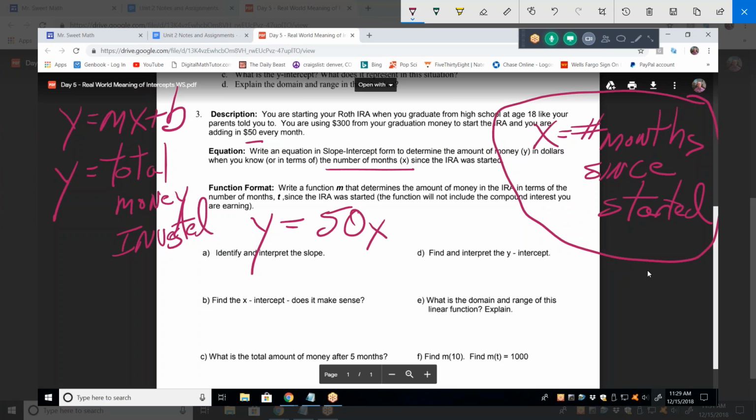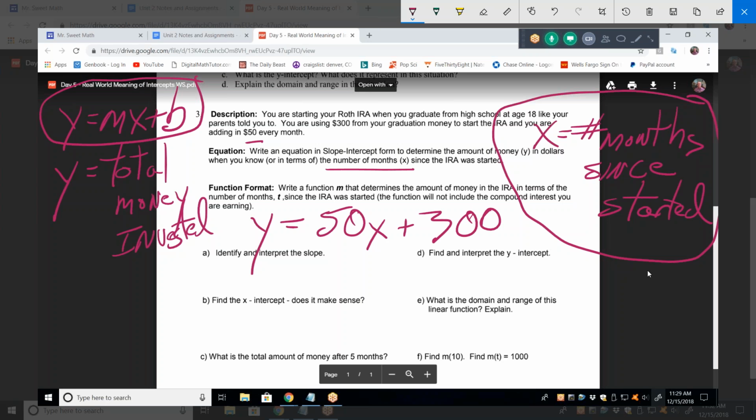Well, now I want you to think about if X is 0. How much do you have invested? 300? Yeah, well, does that equation give you that? No. Okay, so what do we need to add? Remember, it's Y equal mx plus b. Oh, so plus 300? Now, if X is 0, how much is Y?